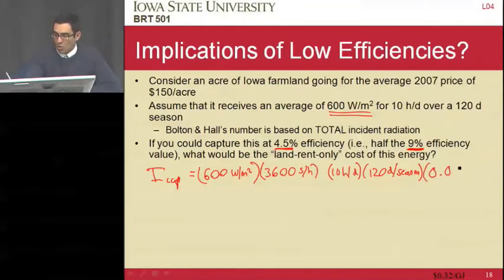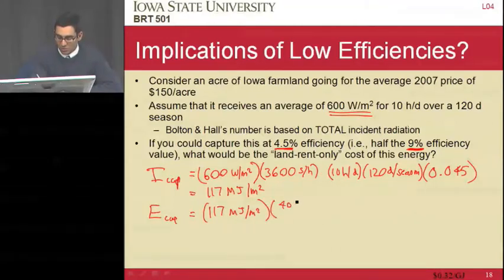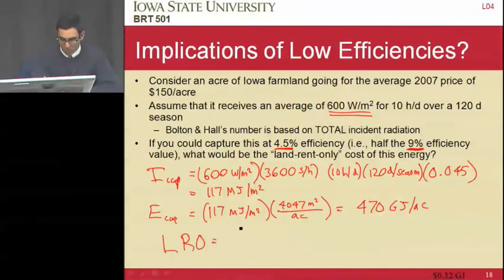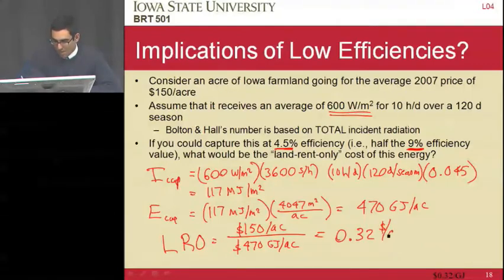And I'm going to capture at 0.045 efficiency. And I can capture 117 megajoules per square meter. The energy captured per acre is that 117 megajoules per square meter times my conversion, 4,047 square meters per acre. So I am up to about 470 gigajoules per acre. All right, and my land rent only cost then is equal to $150 per acre over my 470 gigajoules per acre, and I get that as about 32 cents per gigajoule.